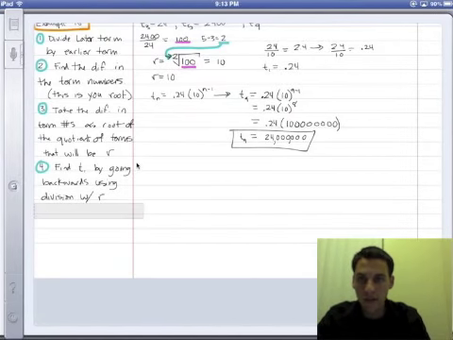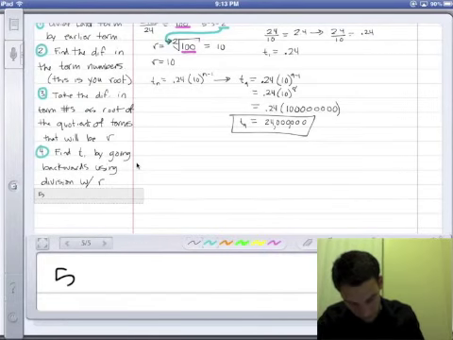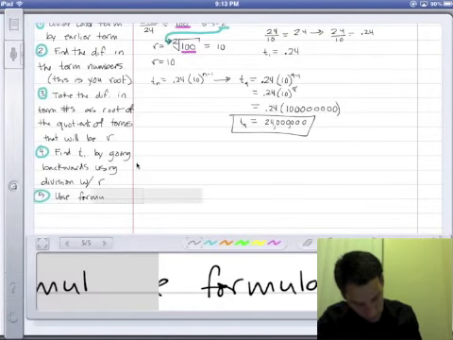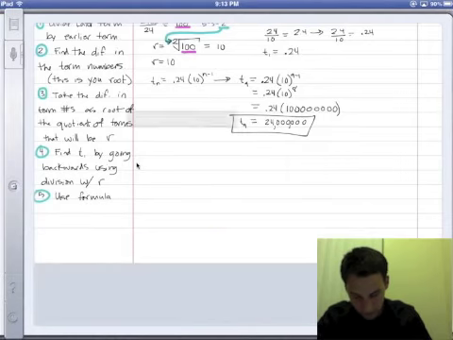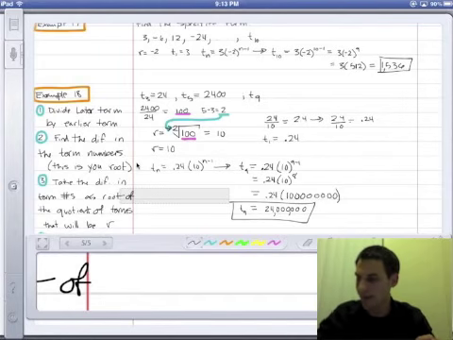And then step 5 is to use your formula. So that was a lot of steps. Hopefully you can follow it. We're going to do one more example. But with letters.